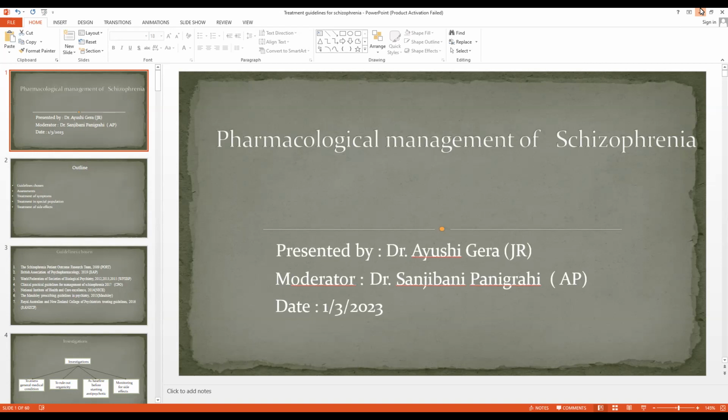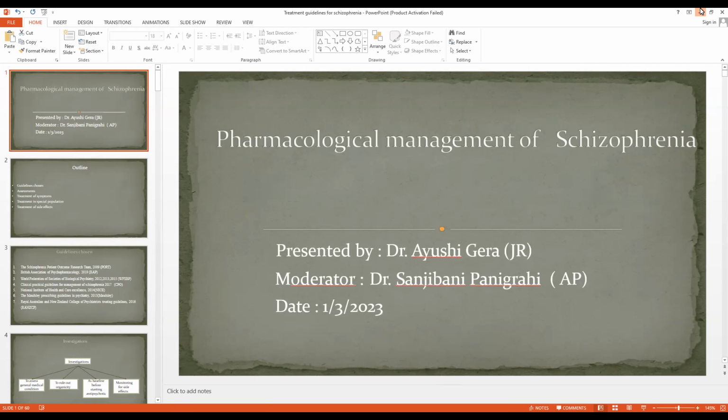How long to continue? If there are more than 2 episodes in the last 5 years, continue indefinitely and offer maintenance treatment for a minimum of 2 years. Those with a history of aggressive behavior, serious suicidal attempts, and those with residual psychotic symptoms should be considered. The treatment should be considered for life.